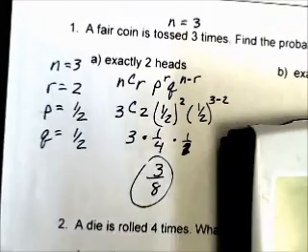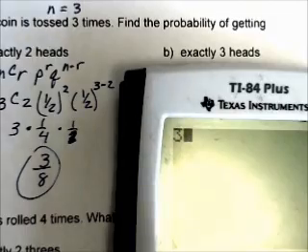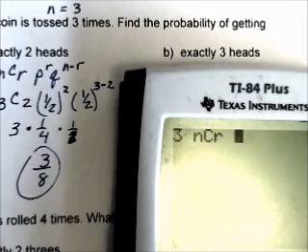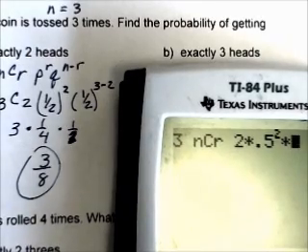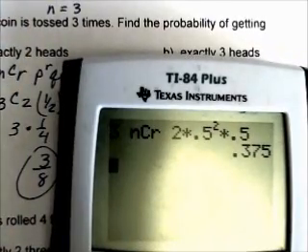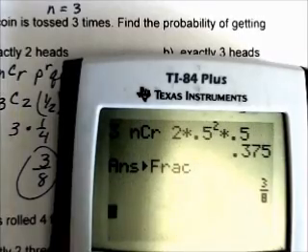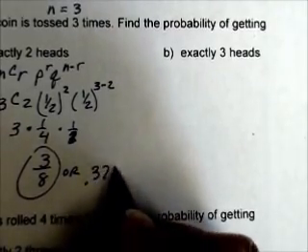And we can key it into the calculator just as it is. 3, math, probability, number 3. So 3 choose 2 times 1/2 squared. I'm going to put it in as 0.5 squared times 0.5 to the first. And it gives me this decimal, and if I math frac, and again, decimal answers are acceptable, 3/8. So 3/8, or we can write the decimal equivalent 0.375.